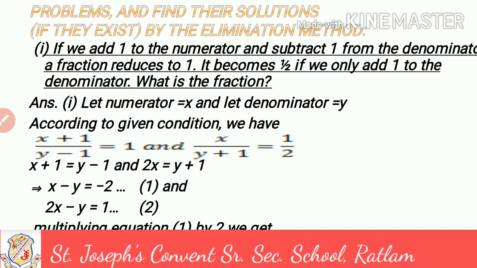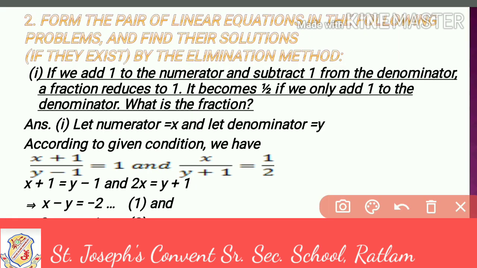So let's start. The first question is: if we add 1 to the numerator and subtract 1 from the denominator, a fraction reduces to 1. It becomes 1 by 2 if we only add 1 to the denominator. What is the fraction? So as you can see, what is the first line of the question? If we add 1 to the numerator and subtract 1 from the denominator.